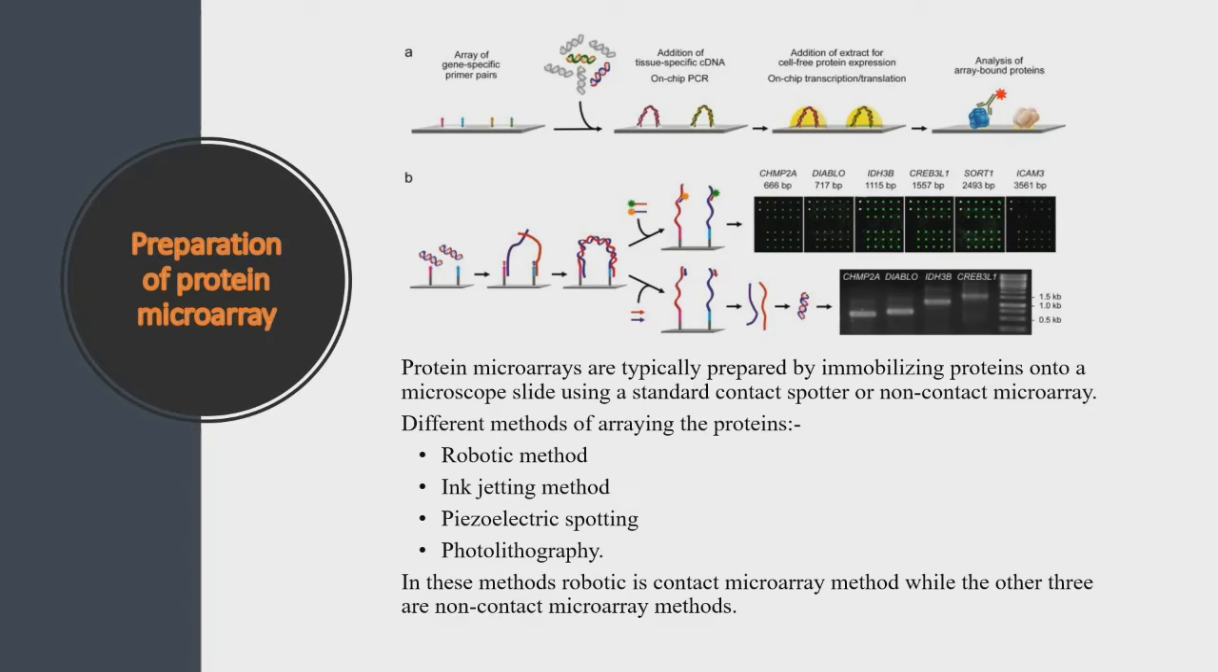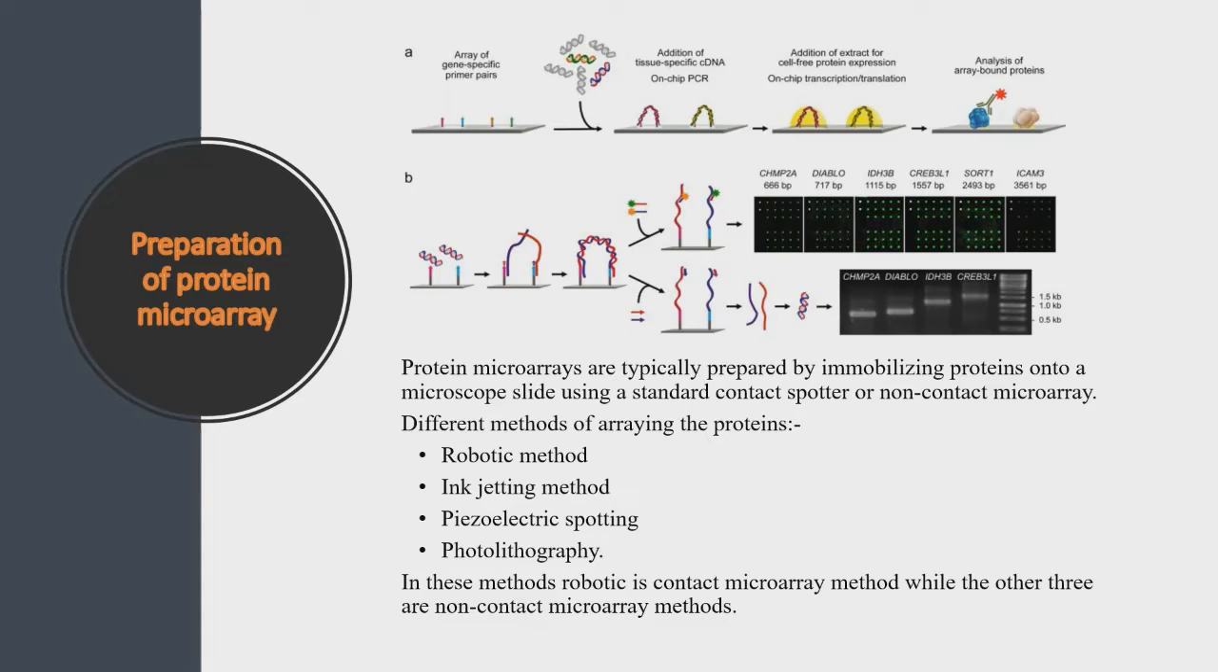Protein microarrays can typically be prepared by immobilizing the proteins onto a microscope slide using a standard contact spotter or non-contact microarrayer. There are different methods for arraying the proteins. In the most common type of protein array, robots place large numbers of proteins or their ligands onto a coated solid support in a predefined pattern. This is known as robotic contact printing or robotic spotting.